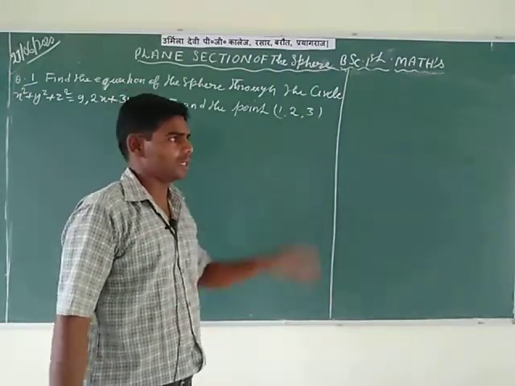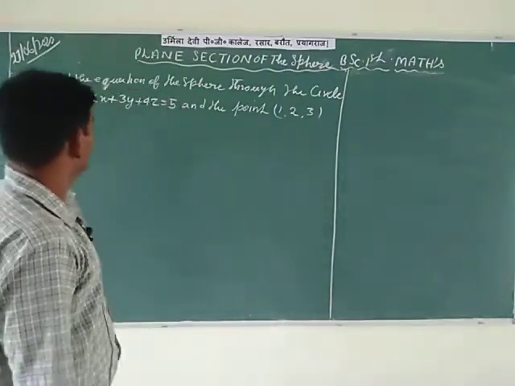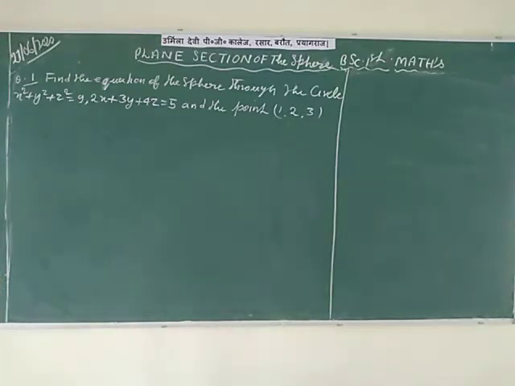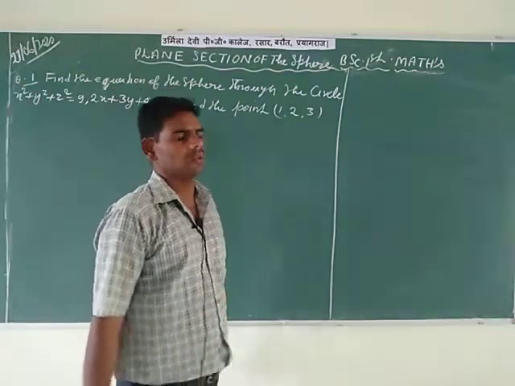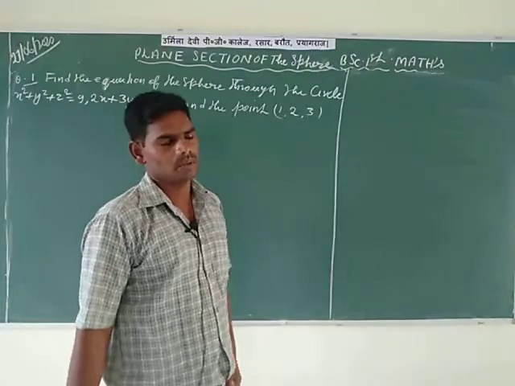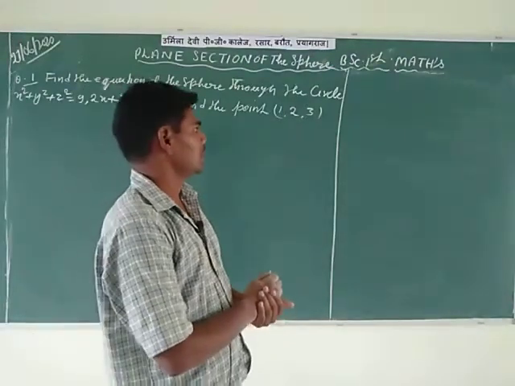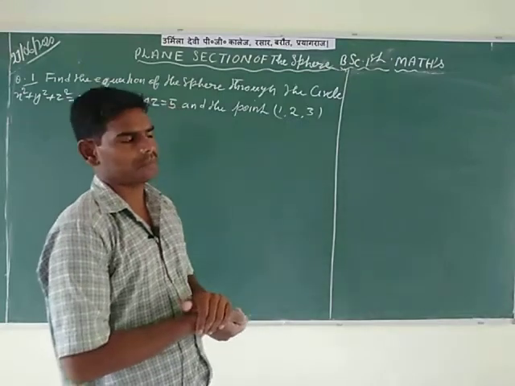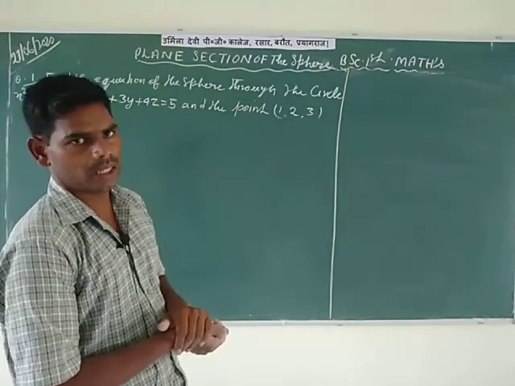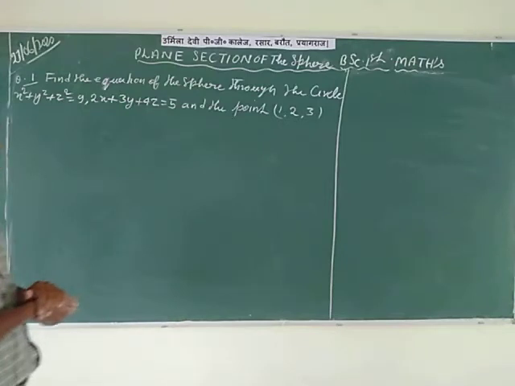So applying this condition, first calculate the equation of the sphere which passes through the given circle, meaning the first and second equation. If you want to write an equation which passes through the given equations, please write a combination of these two equations by taking a constant. Suppose that constant is capital K.